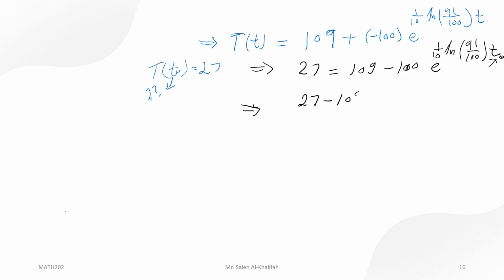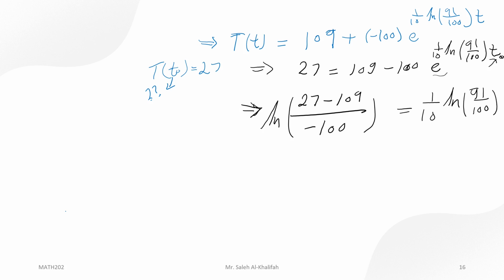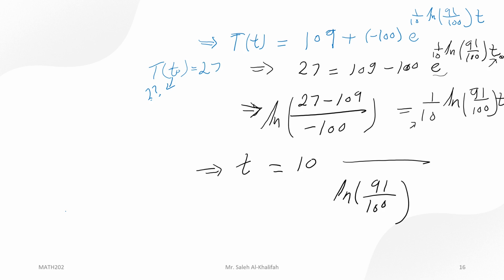27 minus 109 over minus 100, okay, equals to this exponential. To get rid of the exponential we take natural log. Okay راح يصير عنده 1 over 10 natural log of 91 over 100 مضروبة في t. إذا t equals what? 10 in order to get, after this, over natural log of 91 over 100. طيب واللي فوق هذا يجي هنا. طيب لكن خلينا نبسط هذا هنا، راح يكون natural log of what? 27 minus 109 is كم minus 82 وعلى minus 100 راح يكون 82 over 100.